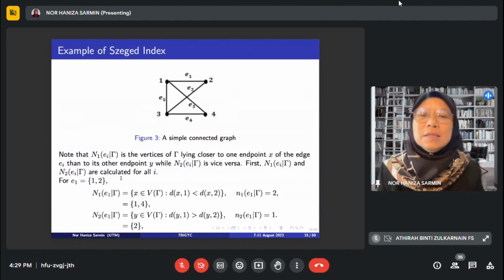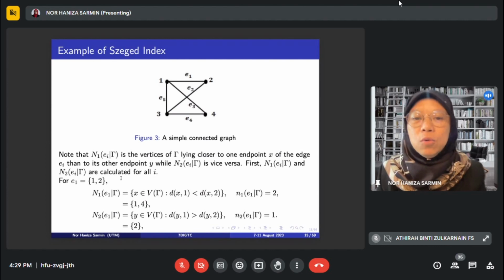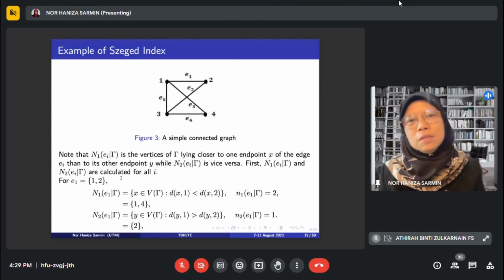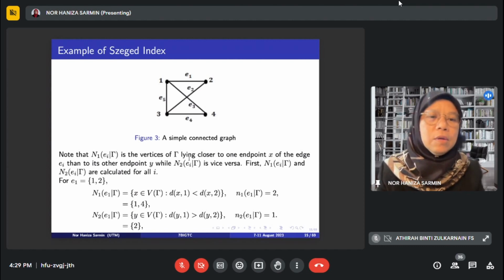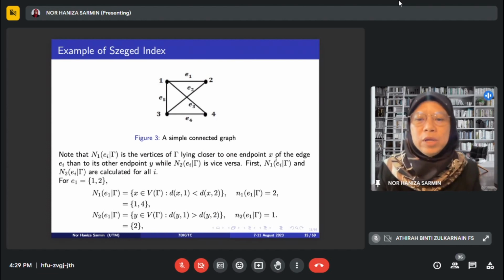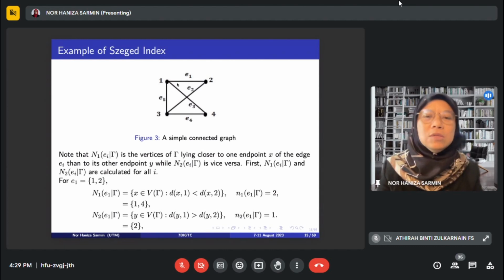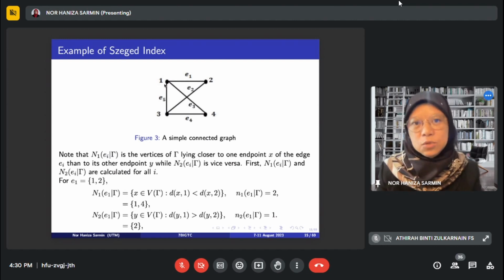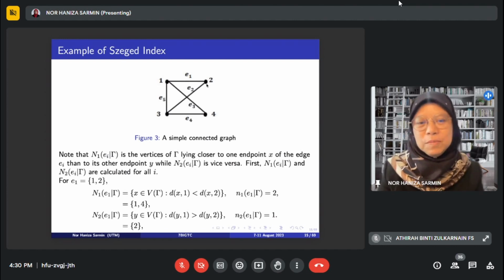Take a simple connected graph. Let's say capital N1 is the set and we find small n1 to be its order, where N1 of edge e_i is the set of vertices lying closer to one endpoint x of the edge e_i than to the other. Suppose we take the edge 1, 2. There are 5 edges, so we have to calculate this 5 times. For 1, 2, you find the vertices whose distance to 1 is less than their distance to 2. Of course, the smallest is the distance from 1 to itself, so we have 1 in there. Then we have another one, which is 4, because its distance is 1 to 1 and 2 to 2. So that is the set, and the number is 2.